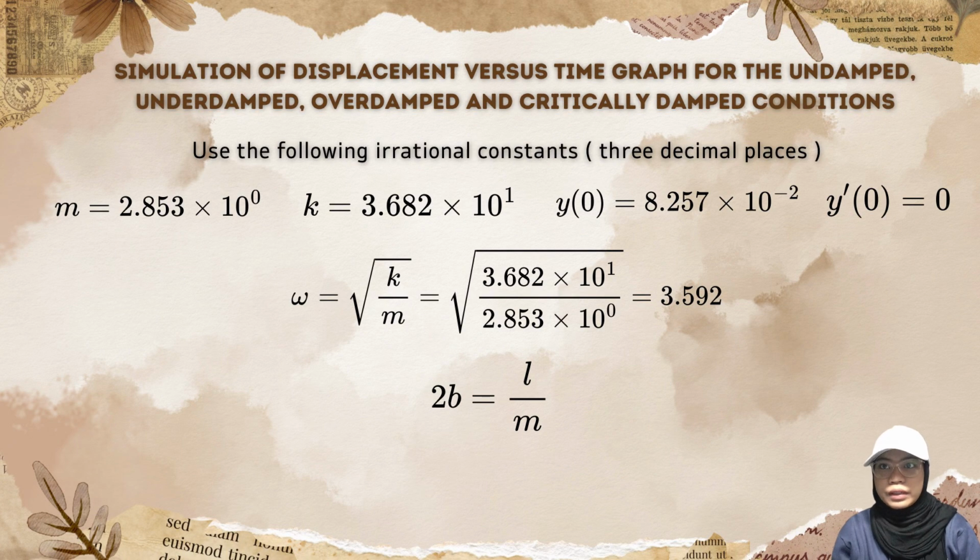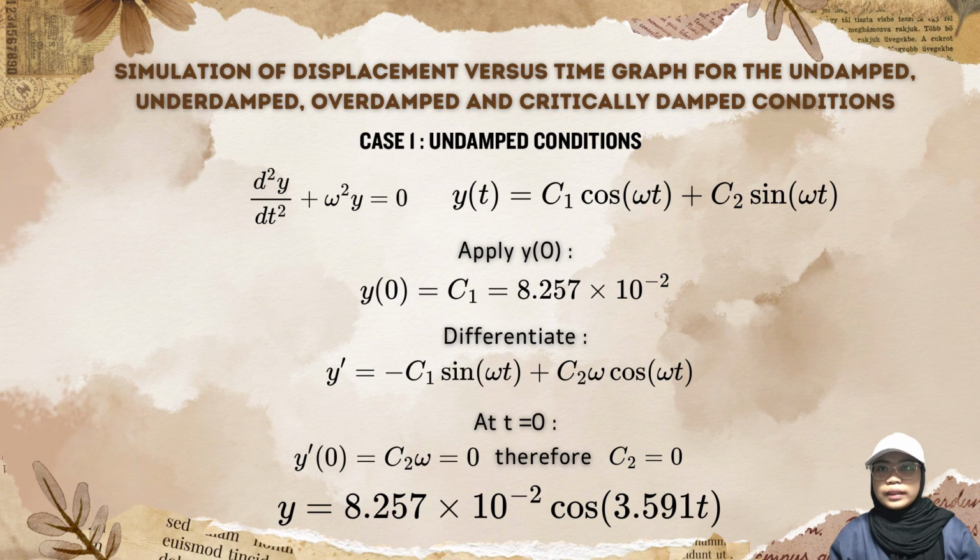Next is the estimation of the displacement versus time graph for the undamped, underdamped, overdamped, and critically damped conditions. We will use the following initial constants. Let's look at the undamped case. For the general solution, we apply t equal to 0 in y, and we will get c1 equal to 8.2 times 10 to the negative 2. Then we differentiate and get y prime equal to negative c1 omega sin omega t plus c2 omega cos omega t.